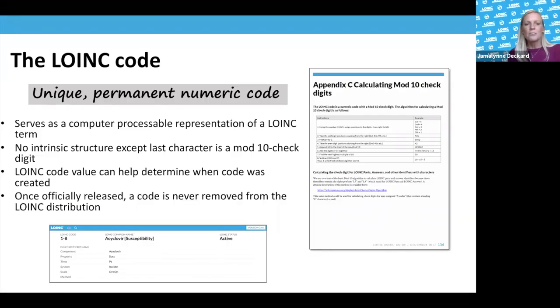The only thing you can determine about the LOINC code is when it was created. So the older codes have smaller numbers, as the one shown below. The 1-8 was the very first LOINC code that was created, acyclovir. And then the current codes are in the 90,000s. And once a code is officially released, it is never removed from the LOINC distribution. It will always be included.